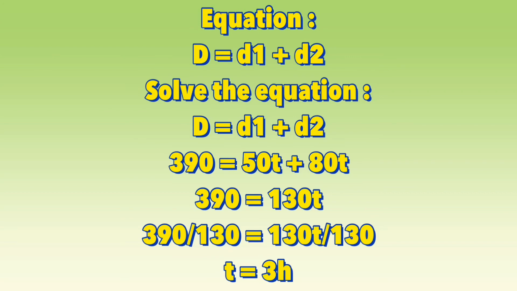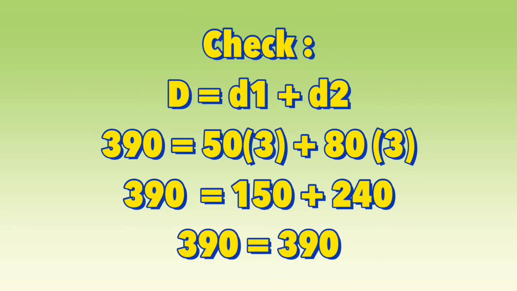We have to check. Distance is 390. The distance of the first bus is 50 times 3 plus the distance of the second bus is 80 times 3. So 50 times 3 equals 150 and 80 times 3 equals 240. So 390 equals 390. So therefore the equation is balanced. We can say that our answer is correct.